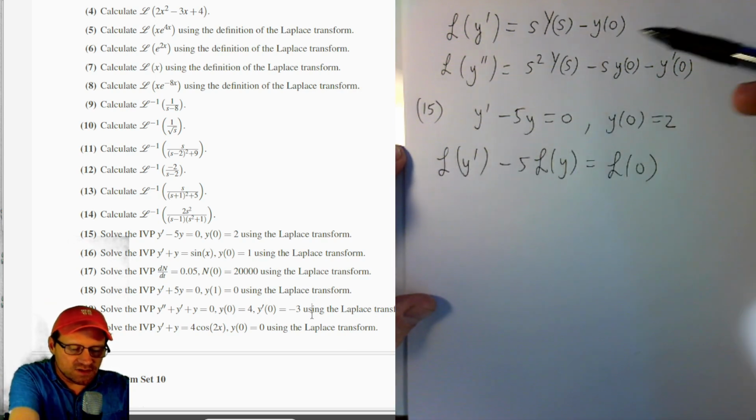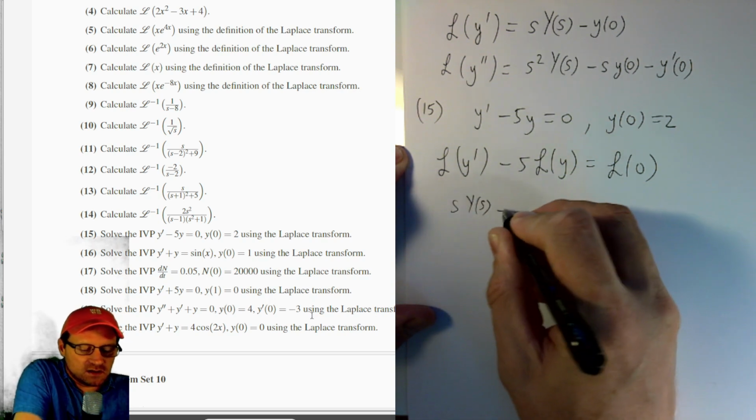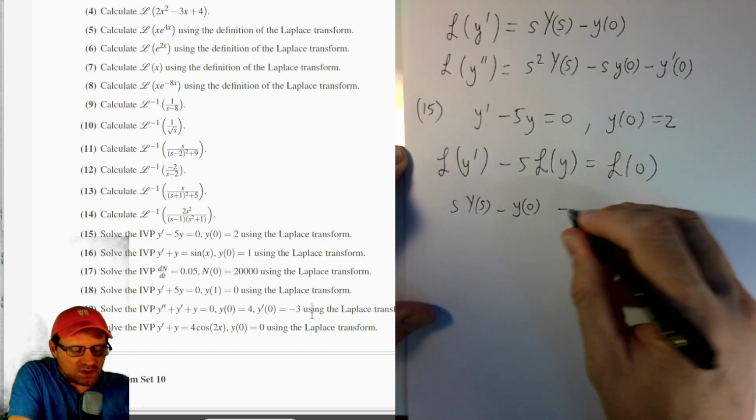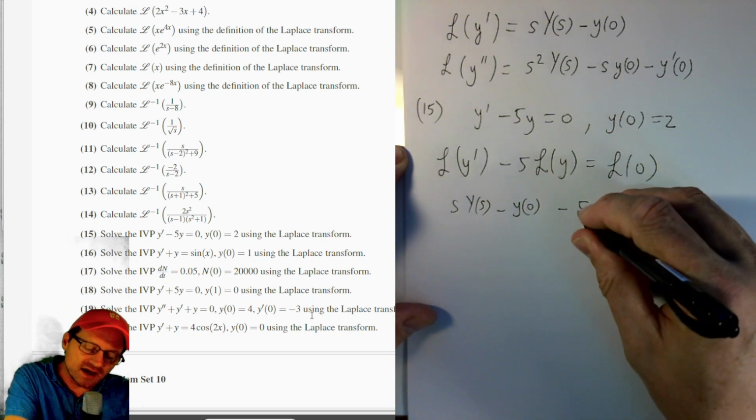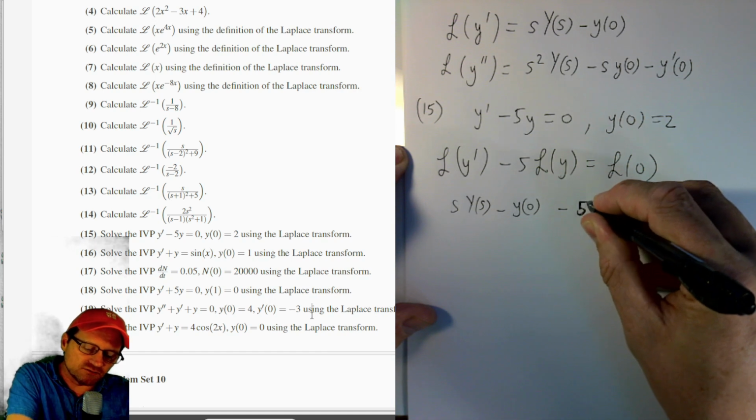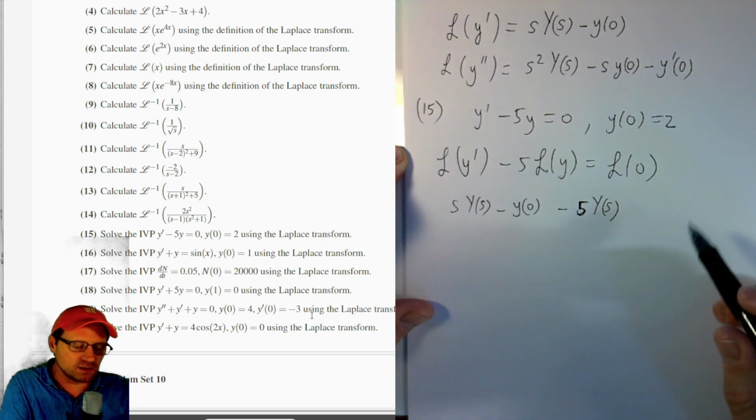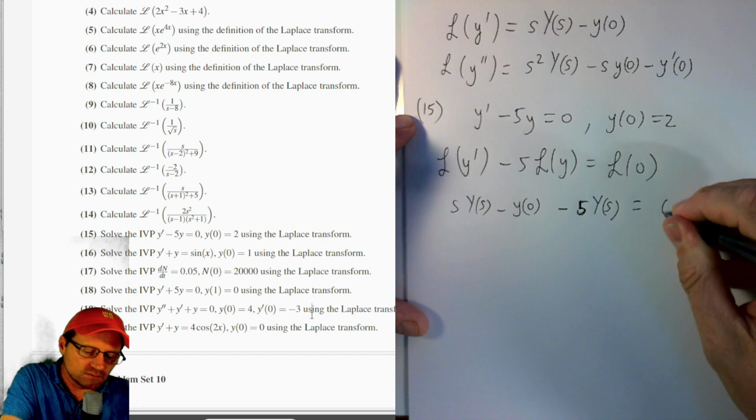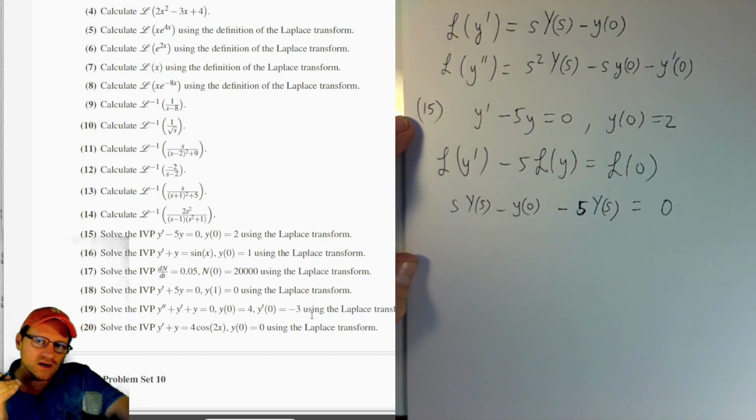Now according to this, the Laplace transform of y′ is sY(s) minus y(0). And then we have minus 5 times the Laplace transform of y, which is defined as Y(s). I'm going to try my best to make this 5 look like a 5 instead of an s. Be careful yourself. So 5Y(s). This is equal to the Laplace transform of 0, which is 0. Remember, the Laplace transform of a constant is the constant over s.